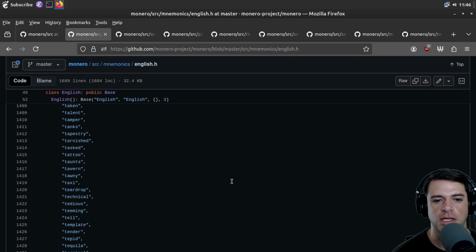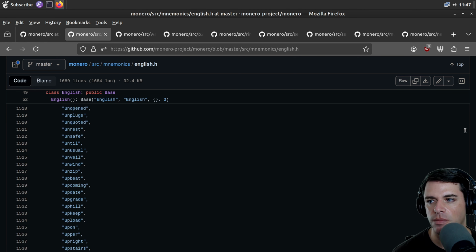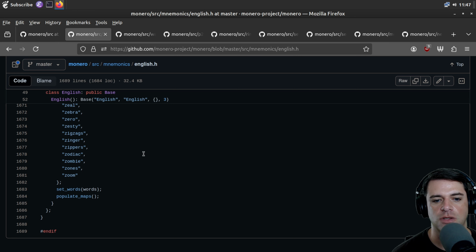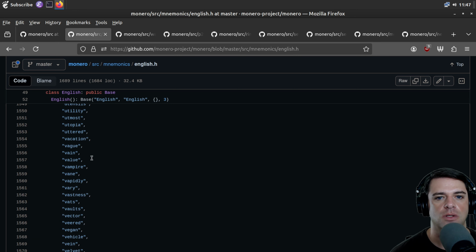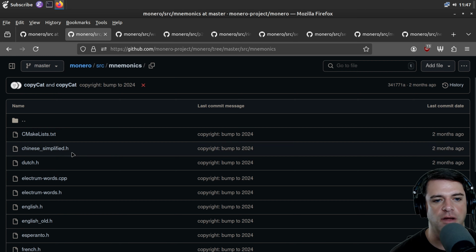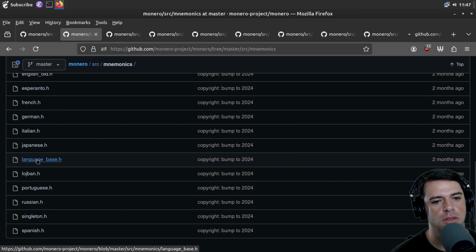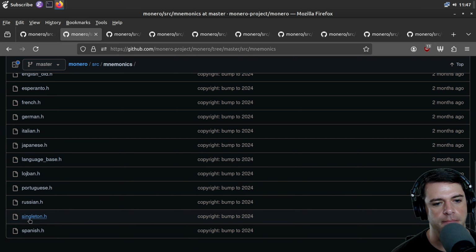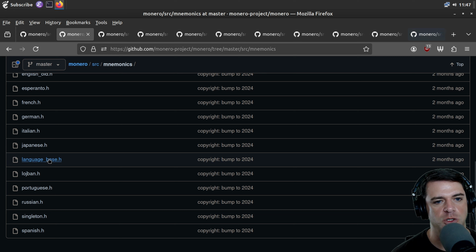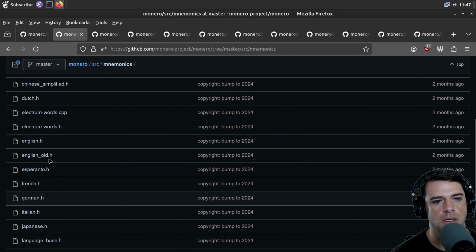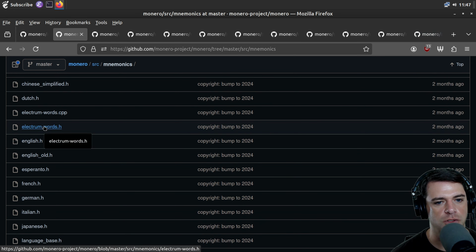Let's see if we can find out anything. I guess this is just some vector or whatever that we index into. And then there's one for every language that we support, like Russian. I don't know what this is. Lojban. We have singleton and language base and electrum words.